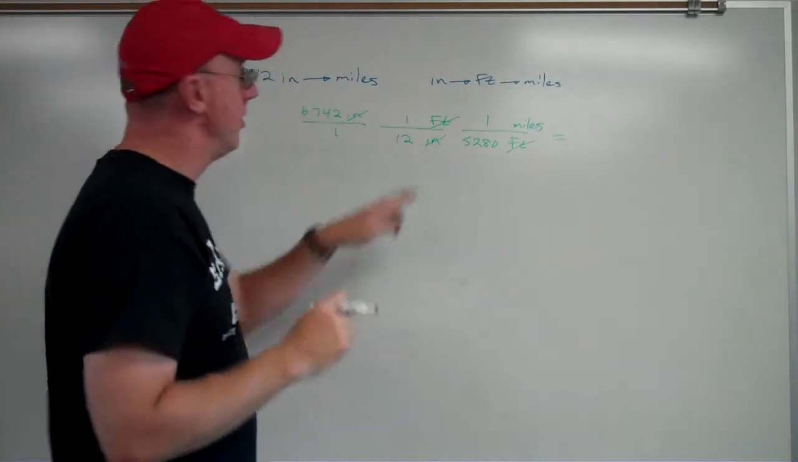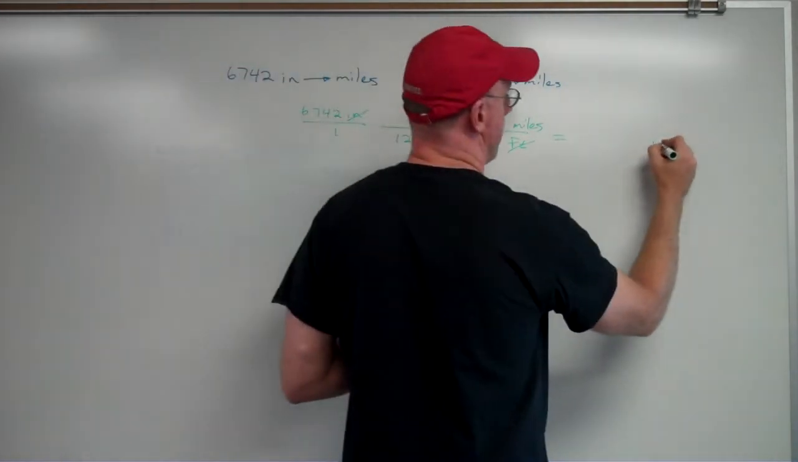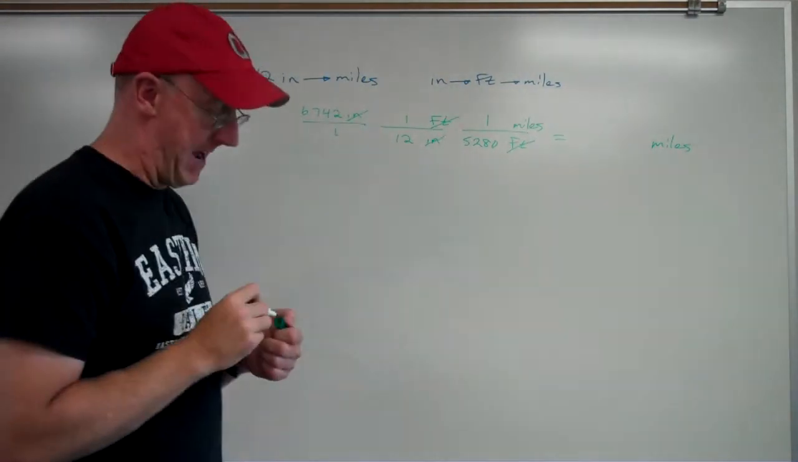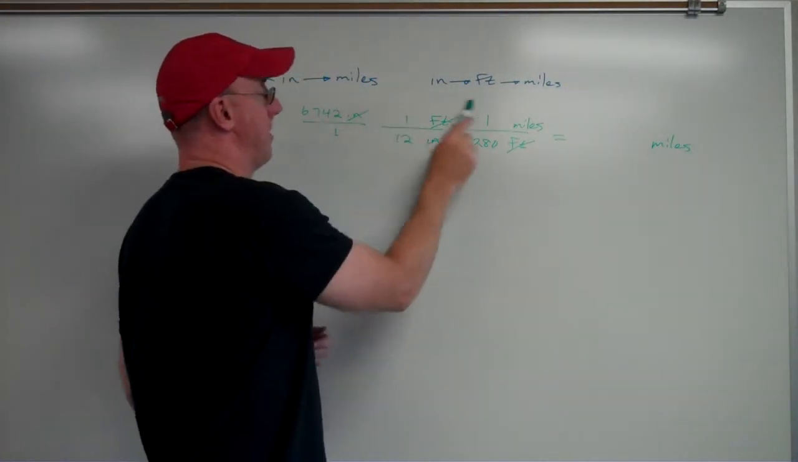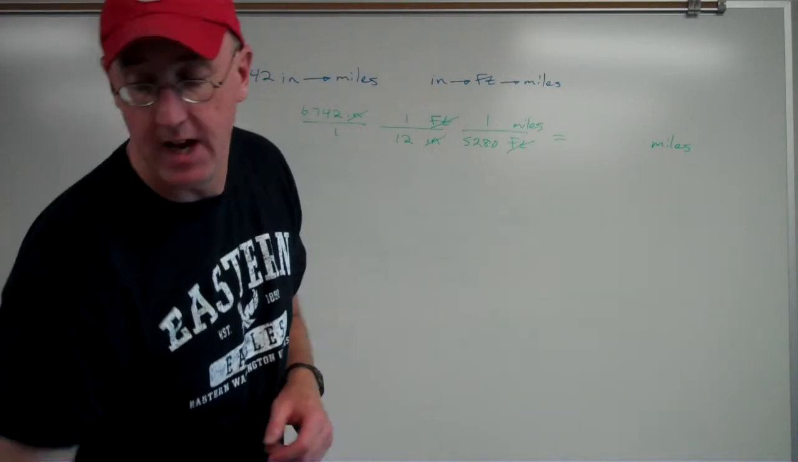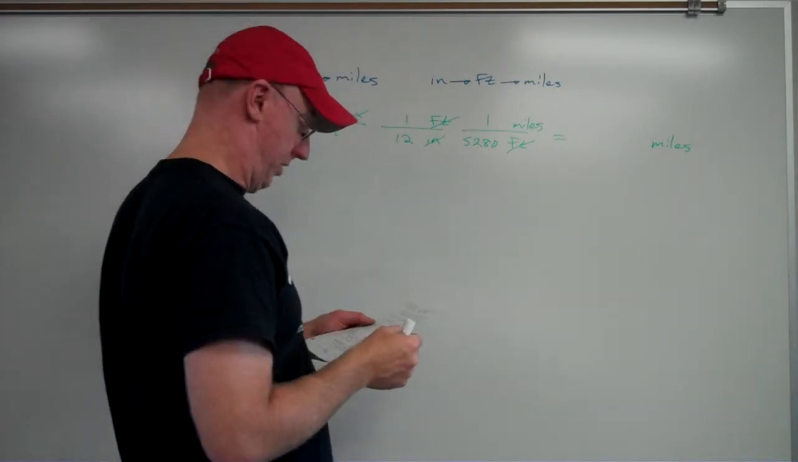So whatever isn't reduced, whatever's not crossed off, is your unit. So I'm left with miles, that's what I want. And the math, if you recall, is if the numbers are on top, you multiply. If they're on the bottom, you divide. So you go ahead and do the math here.